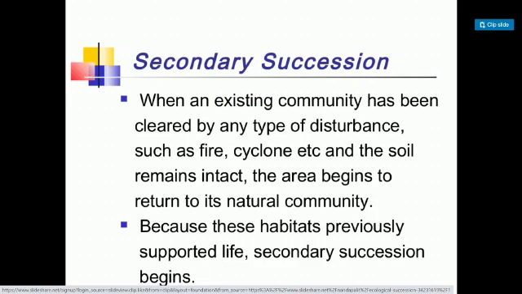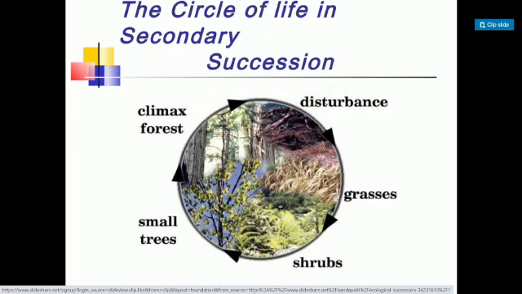When an existing community has been cleared by any type of disturbance such as fire, cyclones, etc., and the soil remains intact, the area begins to return to its natural community. This type of succession is called secondary succession, because the habitats previously supported life.